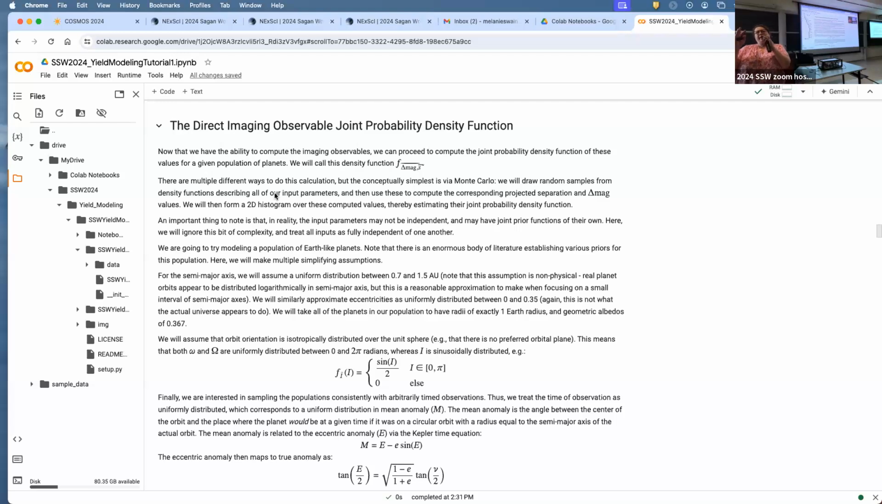And then we're going to project those, and every single one of those dots can get translated into the separation and the delta magnitude for that whole population. That is, in essence, what goes into making the bird plot. And then we can treat that whole cloud of planets as a joint probability distribution function of completeness. But I'm getting ahead of myself.